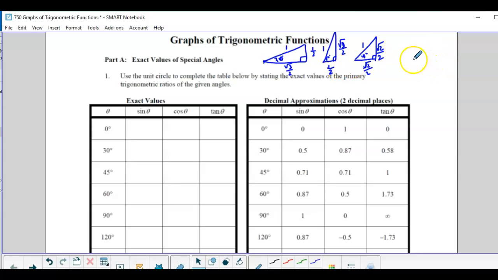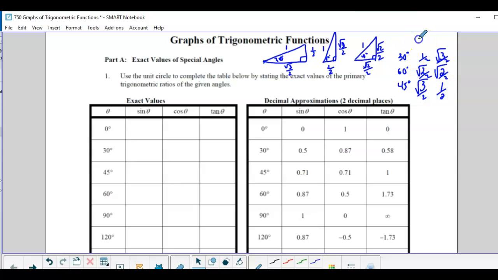Another way that some students do it is they think about the angles. They write out basically the three special angles, right? And then they write down 1, 2, 3, and then 3, 2, 1. The 3's are square rooted, the 2's are square rooted, and then everything is divided by 2. And those are all your trig ratios.